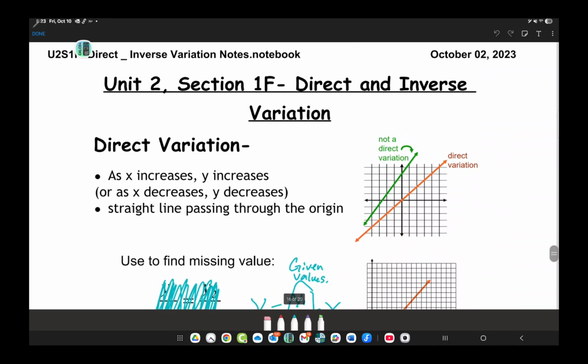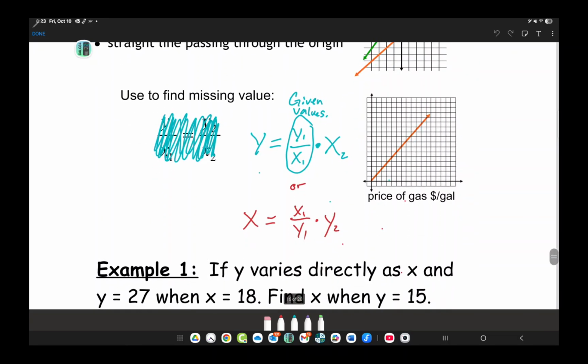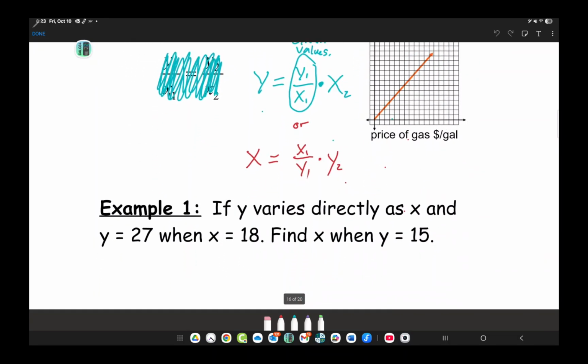One, U2S1F direct inverse variation. As x increases, so does y. As y increases, so does x, and vice versa. So here are our formulas, and you've already written them down, and we are going to apply it.